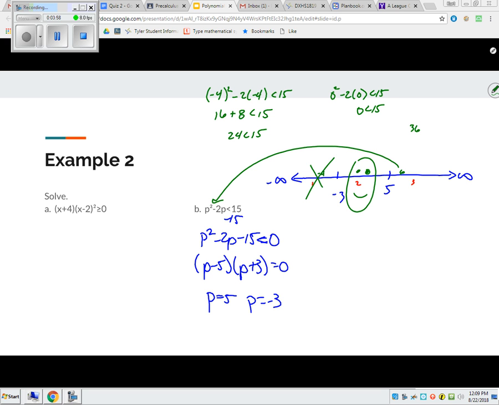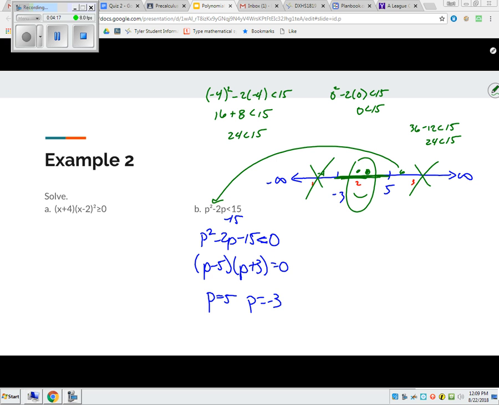Let's see, minus 2 times 6 is minus 12, which is less than 15. 24 is less than 15? No, that's not true. 24 isn't less than 15. So that's my number line. Okay, I think in Algebra 1, what we did was we shaded this region. We said, yeah, that region right there works.